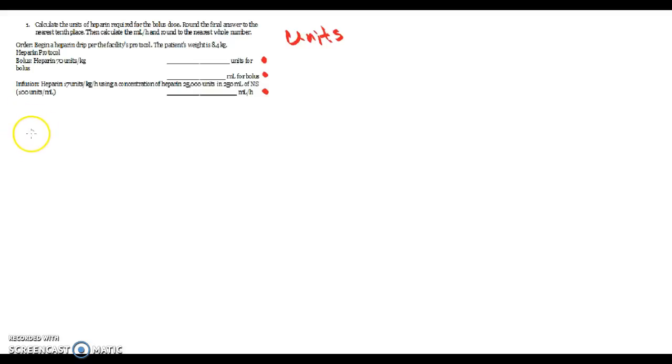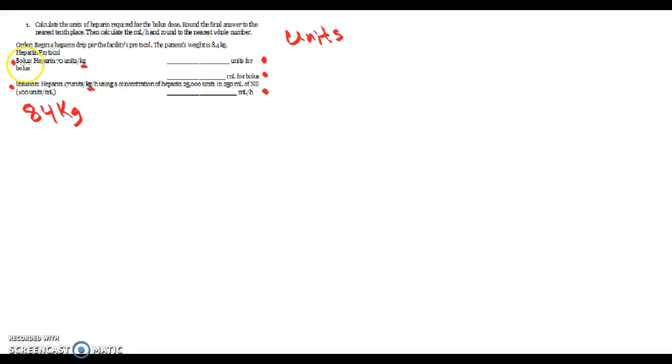So first off, I'm going to read the order. Begin a heparin drip per the facilities protocol. And here is going to be our facilities protocol for this particular dose of heparin. And our patient's weight is 84 kilograms. That's going to be very important because this dose is ordered per kilogram, as well as our infusion is ordered per kilogram.